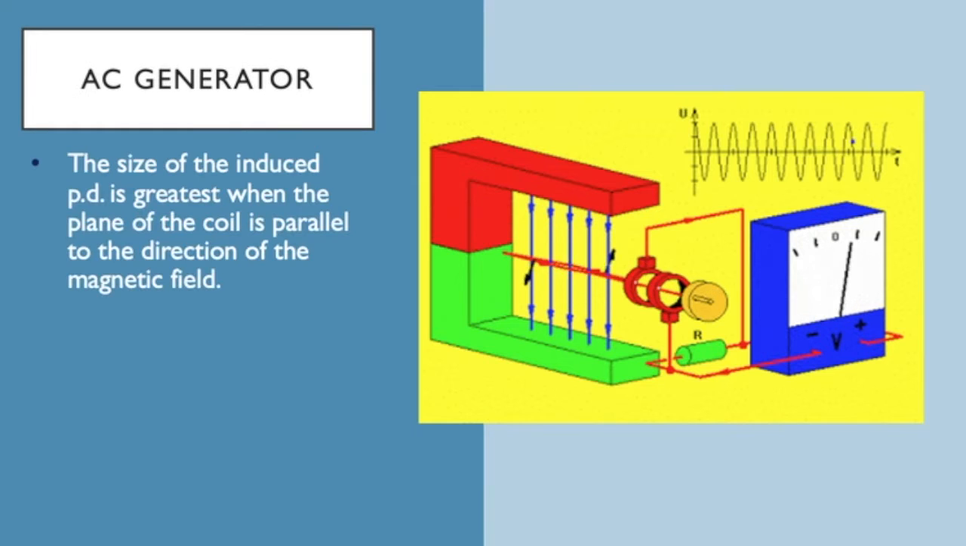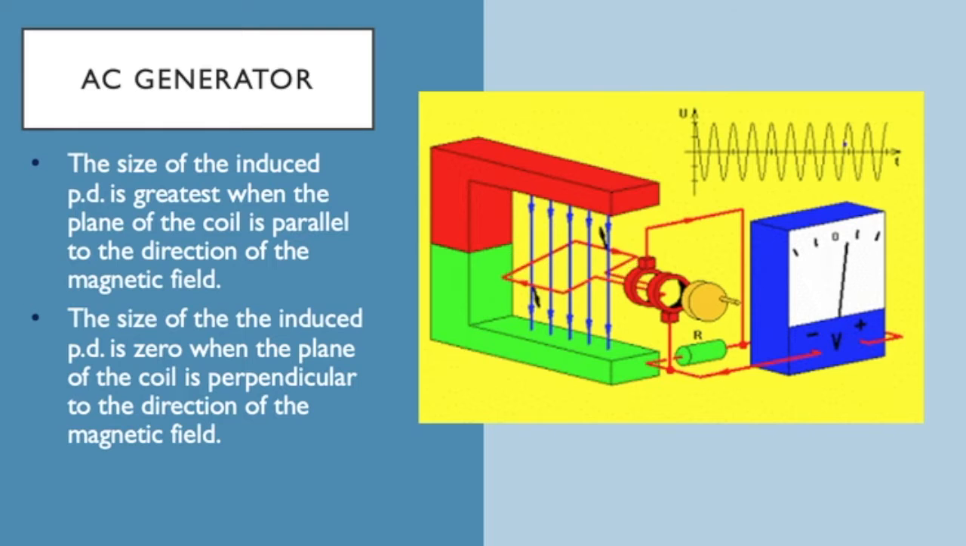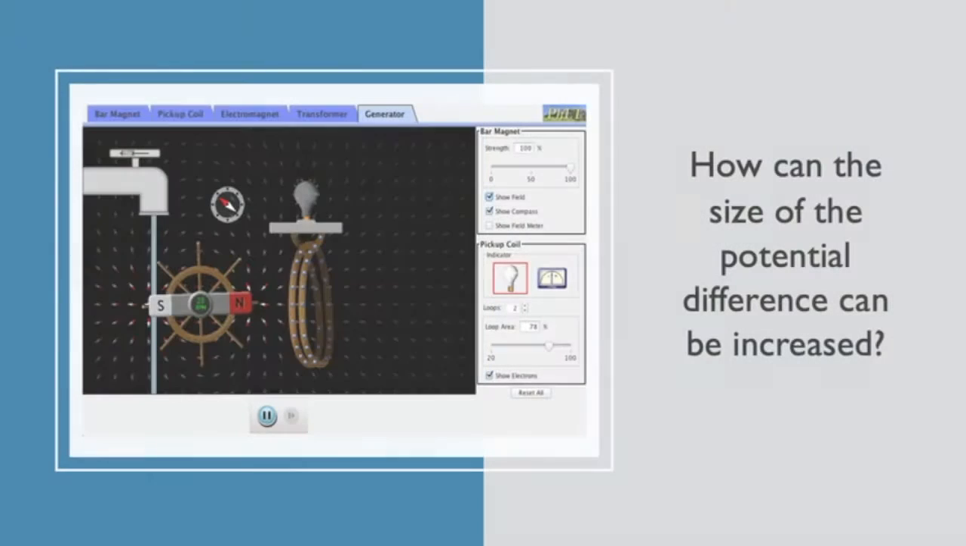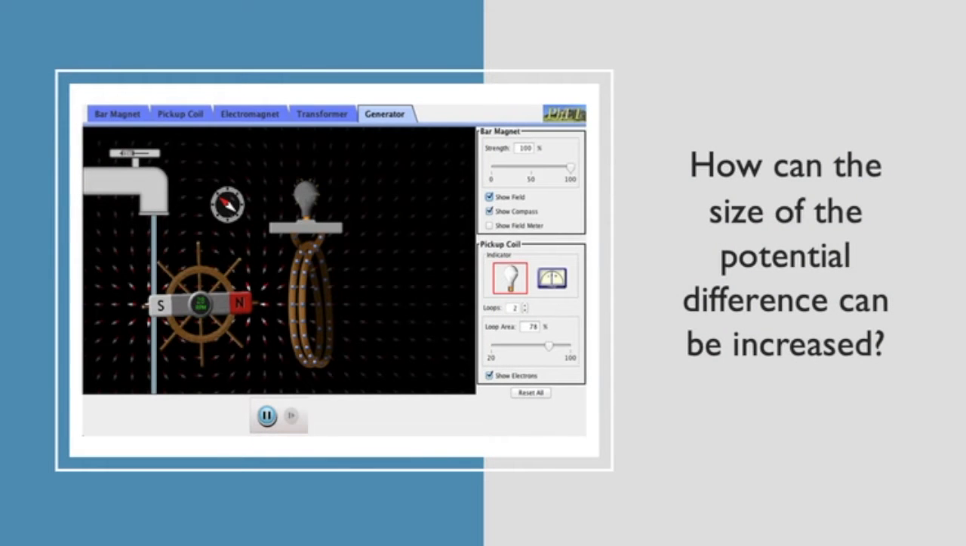The size of the induced potential difference is greatest when the plane of the coil is parallel to the direction of the magnetic field, and it's directly cutting through those magnetic field lines. The size of the induced potential difference is zero when the plane of the coil is perpendicular to the direction of the magnetic field. So how can we increase the size of the potential difference?